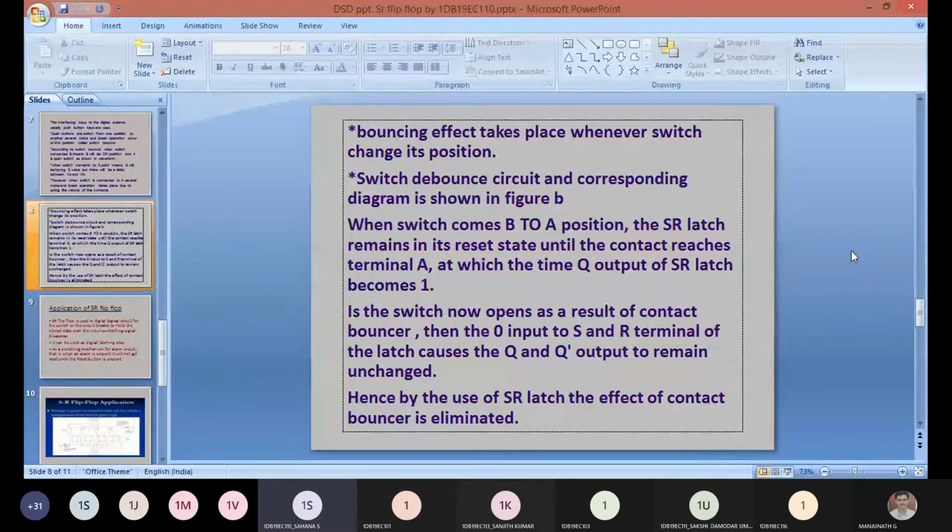If the switch now opens as a result of contact bounce, then the 0 input to the S and R terminals of the latch causes the Q and Q dash outputs to remain unchanged. Hence, by the use of the SR latch, the effect of the contact bounce is eliminated.